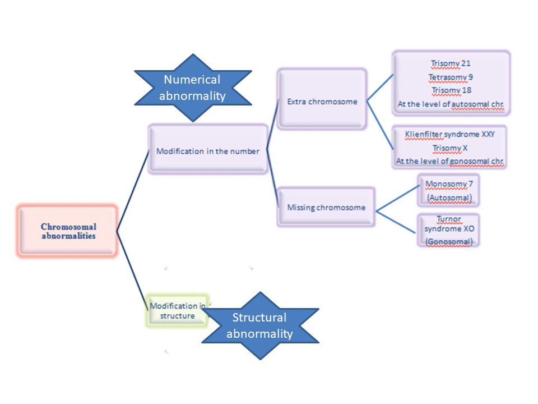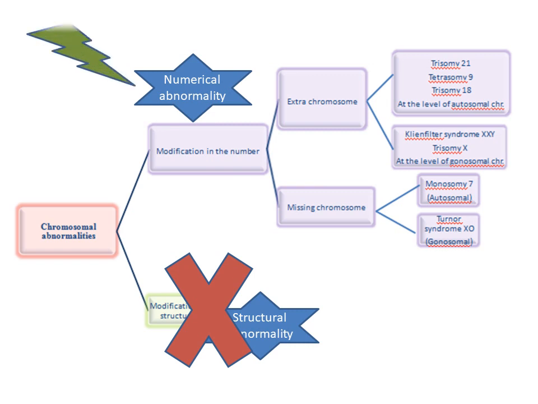It means when I have an abnormality in the number of chromosomes, either missing a chromosome, for example Turner syndrome or monosomy 7, or an extra chromosome, for example trisomy 21, trisomy 18, Klinefelter syndrome.